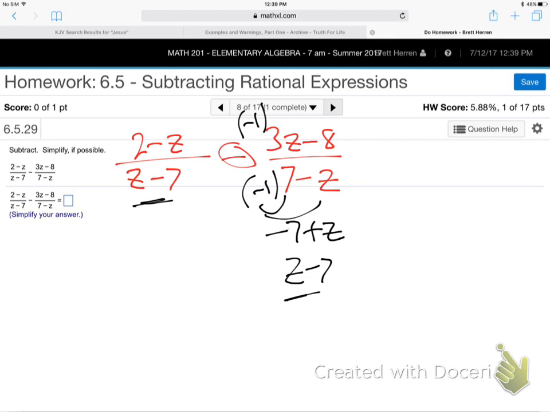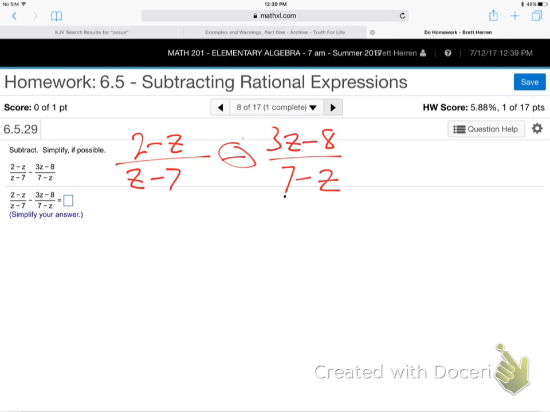Well, if a minus 1 hitting the bottom does what we need to do, why do we have to bring in a brand new minus 1 top and bottom when we've already got a minus sign right here? Instead of letting that guy go to the top, which is what we normally do with a minus sign in front of a fraction, just let him go to the bottom. And he'll do the turnaround thing for you. Minus 7 plus z, z minus 7.